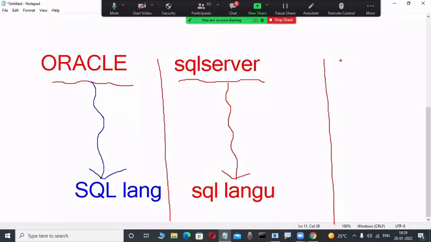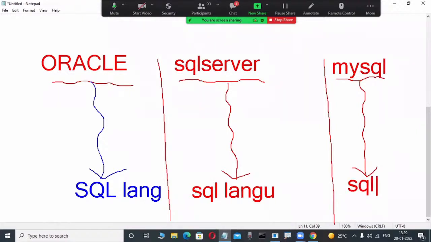Again, MySQL is a relational database product that many people in my company are using. It is open source. Some employees work on the MySQL product, and they operate the MySQL database using SQL as a language. So the SQL language is there, a universal language.